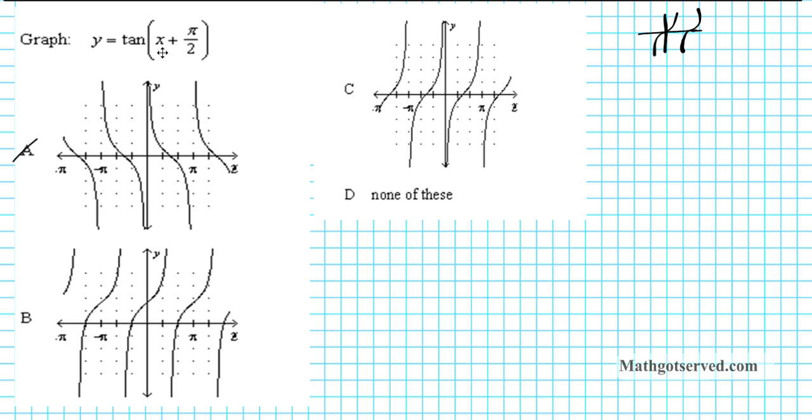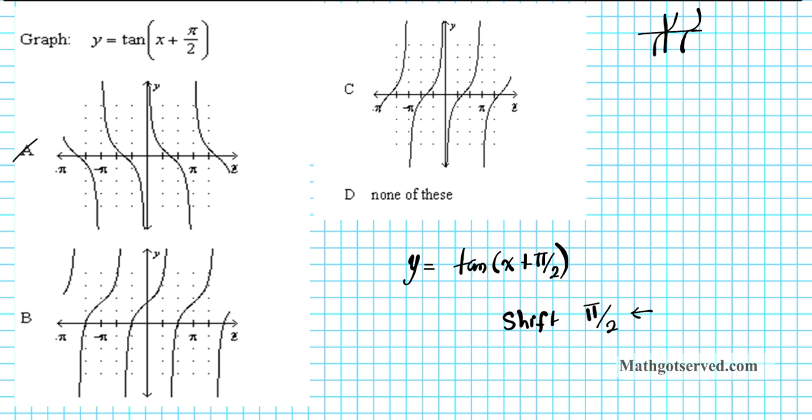Now we notice that there's a phase shift here: x plus pi over 2. What does that mean? If you have y is equal to tan of x plus pi over 2, what kind of phase shift is this? Plus pi over 2 means you shifted pi over 2 units to the left. Okay? So pi over 2 units shifted in the left direction.